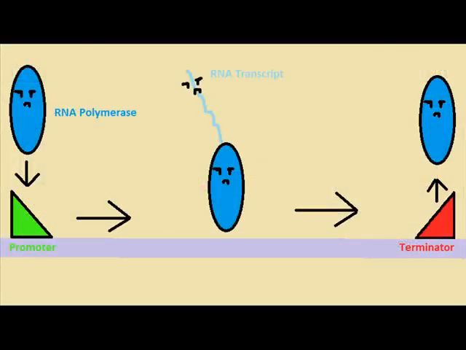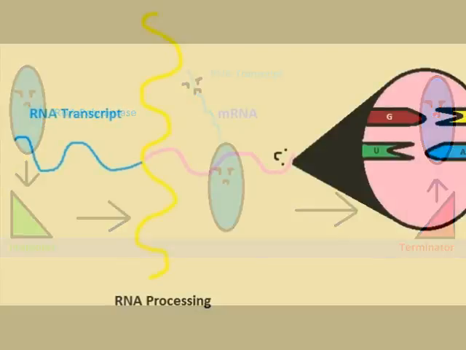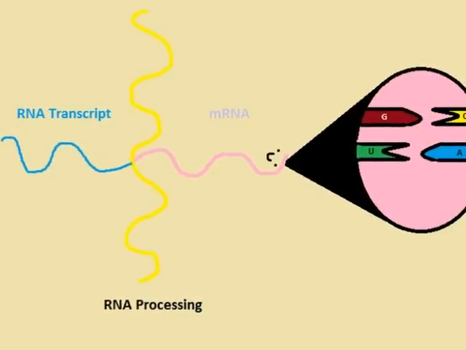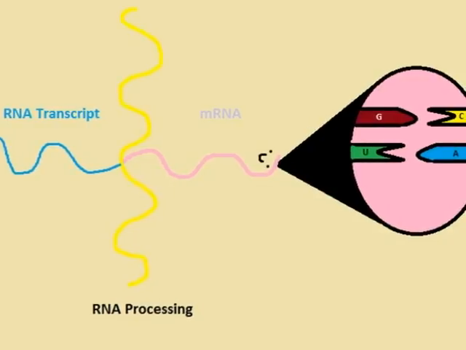To digress, transcription begins with an RNA polymerase binding to a promoter. This RNA polymerase reaches a terminator. The RNA transcript is released, which acts as a copy of DNA. Then, through RNA processing, the RNA transcript is converted to mRNA.